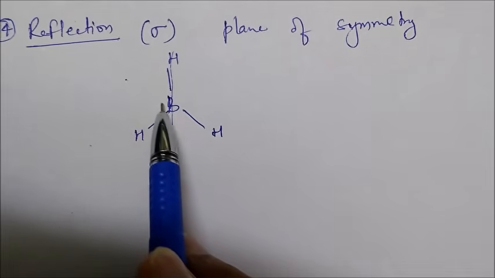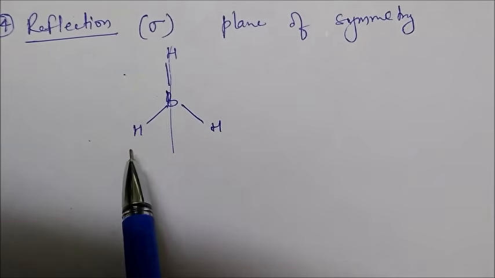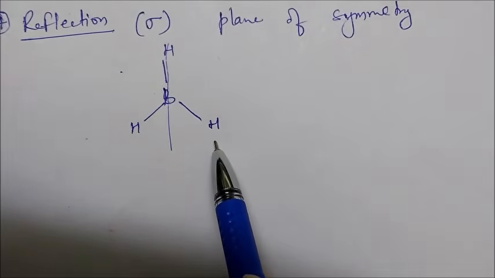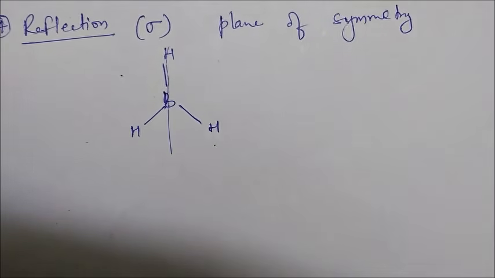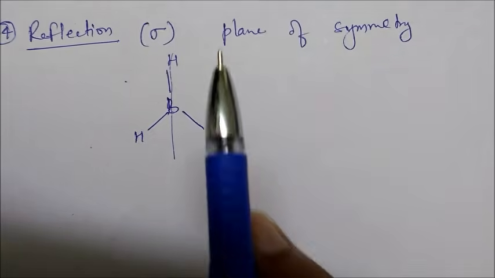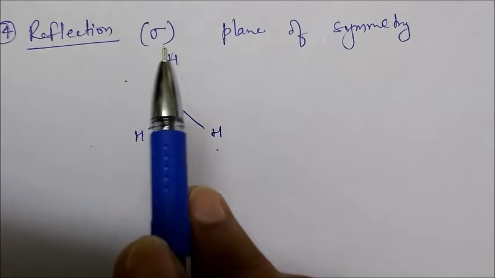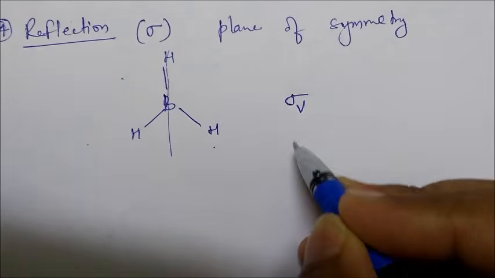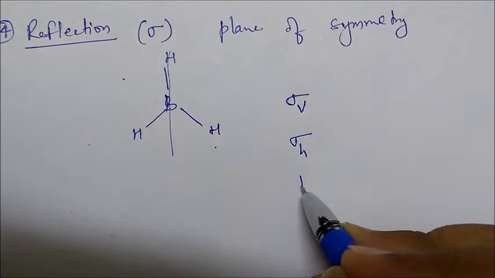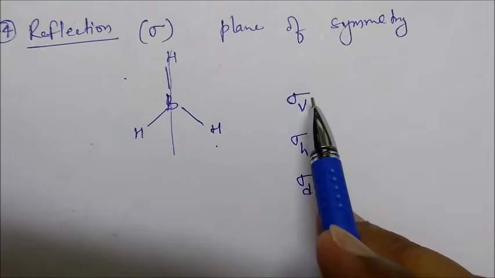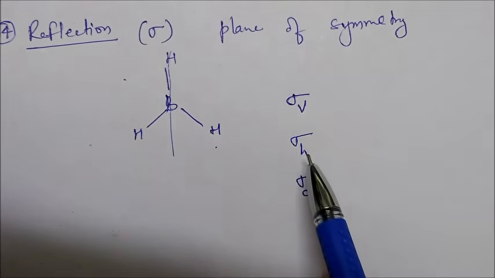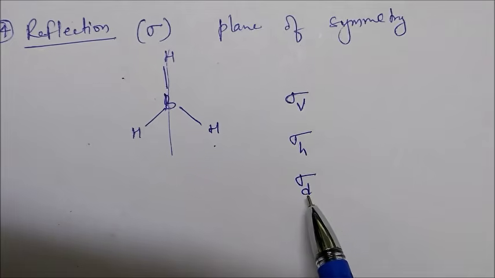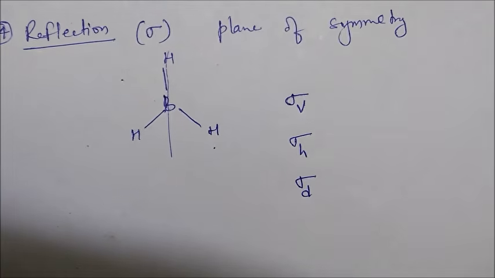If you put a plane like this, then this hydrogen will be reflected here. If you put a plane like this, the hydrogen will be reflected here. So in this way we have reflection planes. Before going further, I must tell you that the reflection planes are of three types: sigma v, sigma h, and sigma d. Sigma v is the vertical plane of reflection, sigma h is the horizontal plane of reflection, and sigma d is the dihedral plane of reflection.